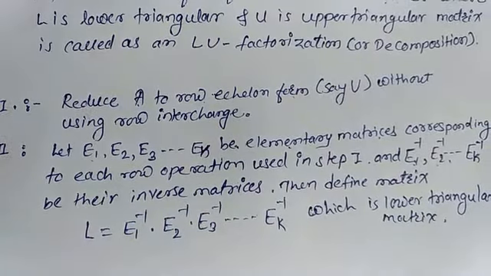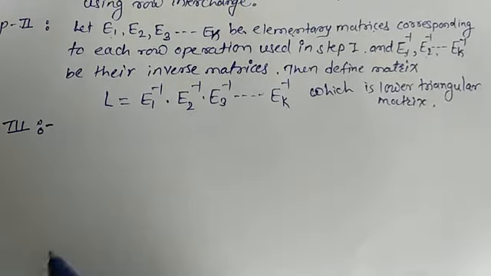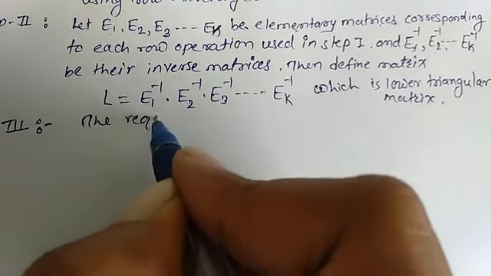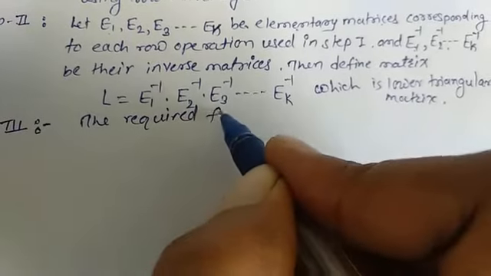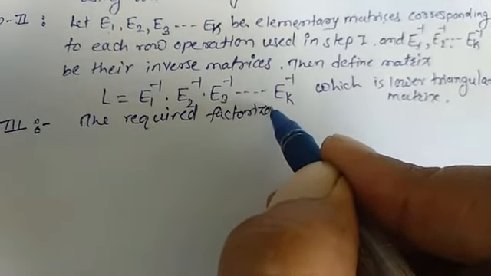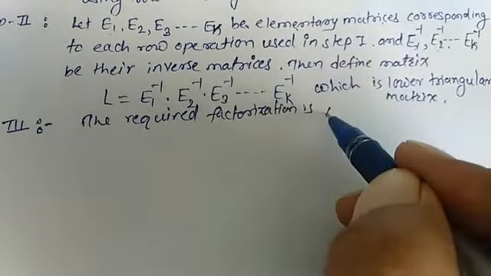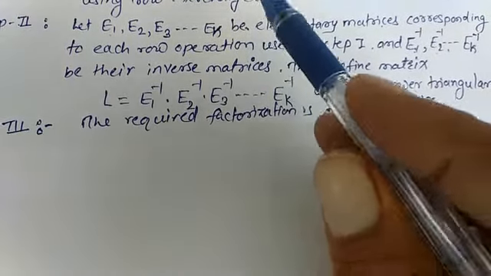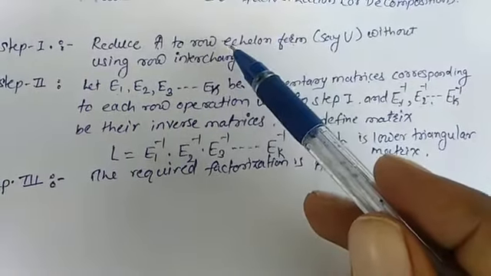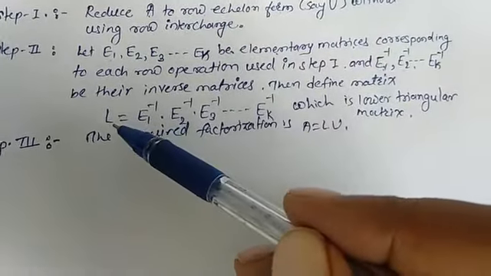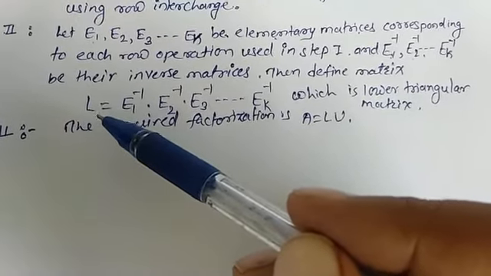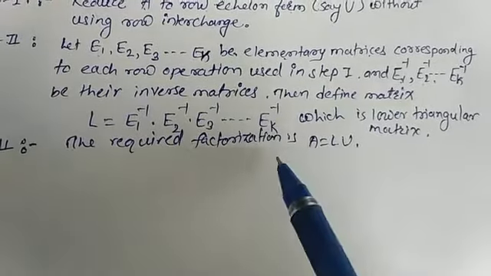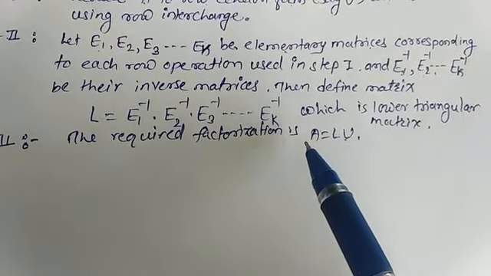Now step number 3: the required factorization is A is equal to LU, which we get from steps 1 and 2. U is obtained in step 1, and in step 2 we get the matrix L. So these are the steps for finding the LU factorization of matrix A.